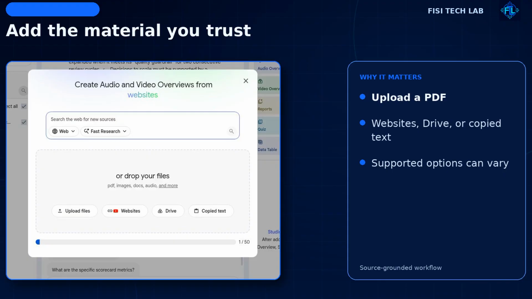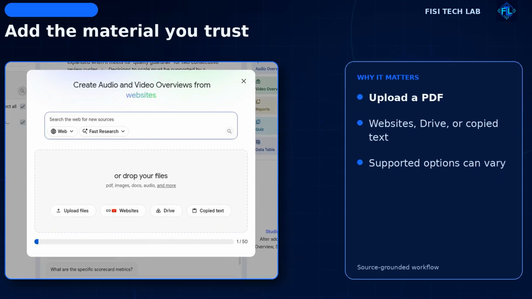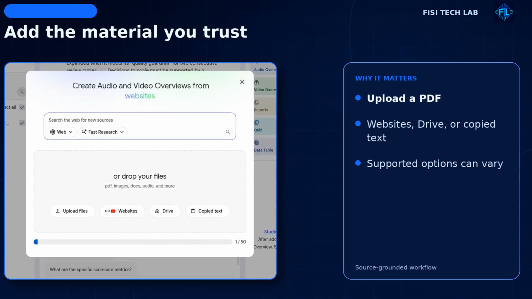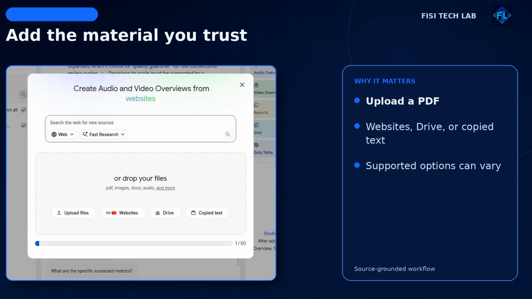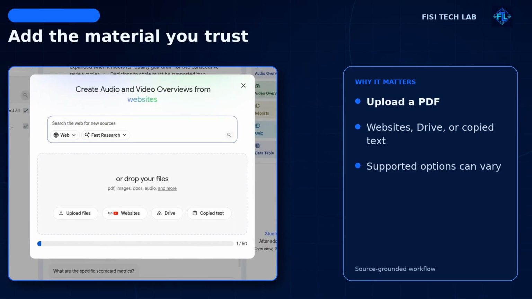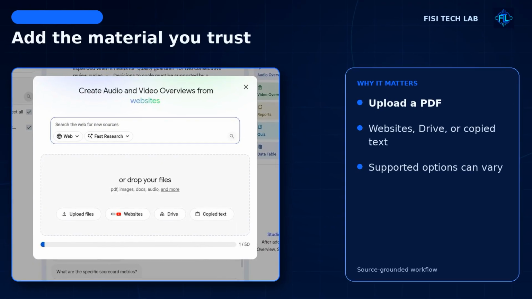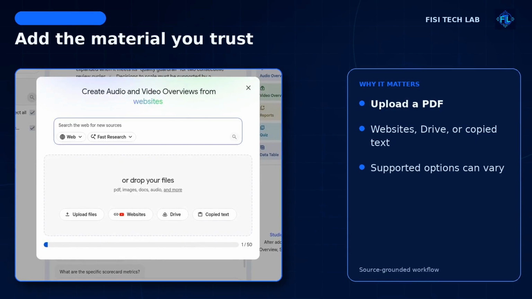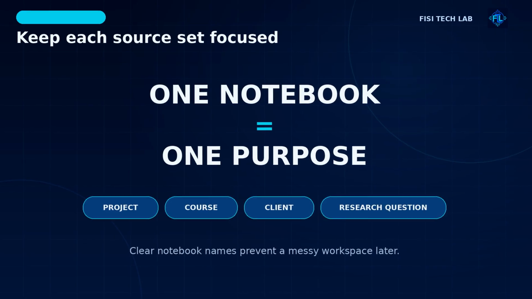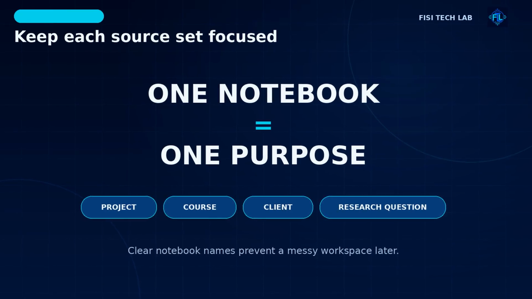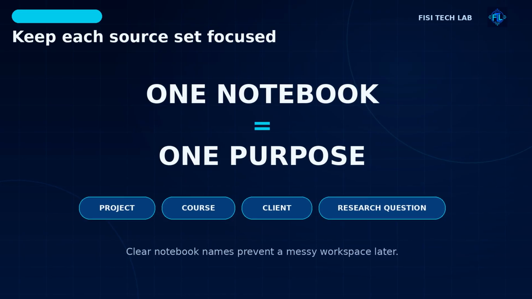Start on the Gemini Notebook homepage and choose Create New Notebook. Give the notebook a clear name, because once you build several of these, vague names become a mess. I'll call this one AI Research Demo. Now add your first source. For this walkthrough, I'm uploading one PDF.